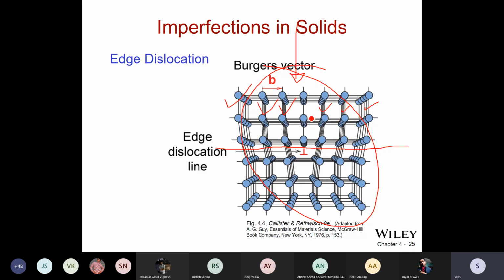If I look at it from the top, it looks like a plan view. The extra half plane appears to be the edge of a knife. So this dislocation is called an edge dislocation. That's all I said in the last class towards the end. Any question?